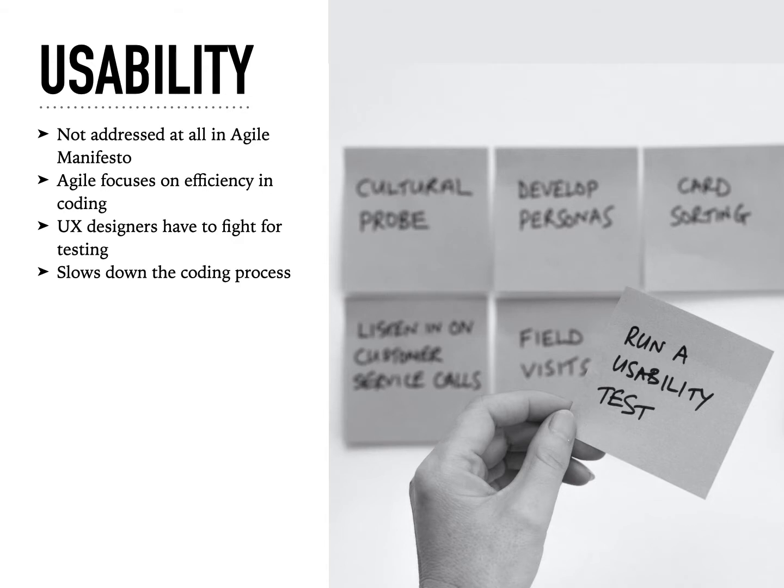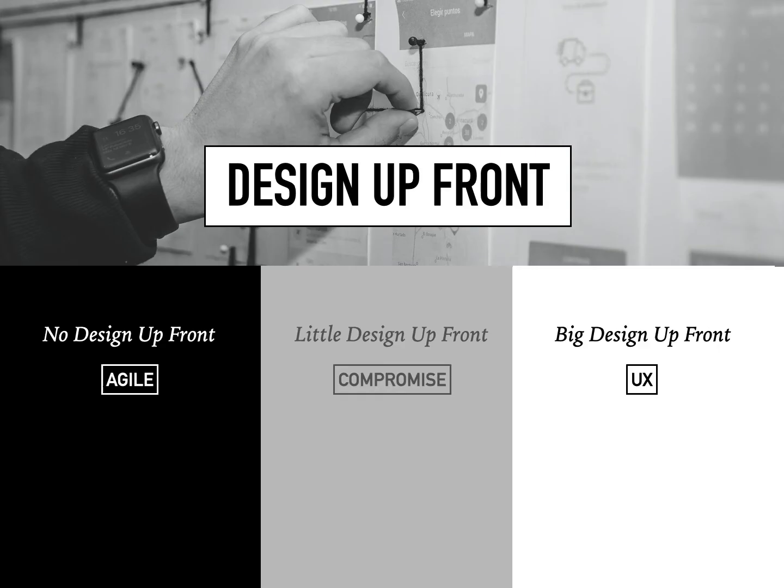Usability wasn't part of the original manifesto because Agile focused on efficiency in coding. This means UX designers often have to fight for testing, and often Agile will try to skip testing because it slows down the coding process.